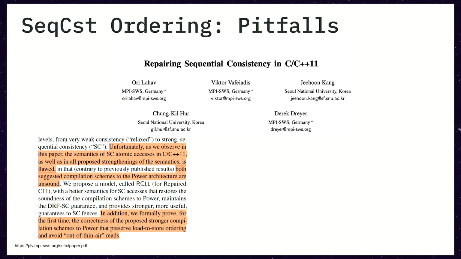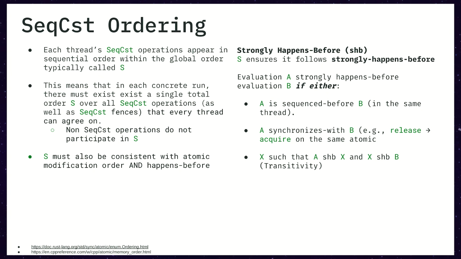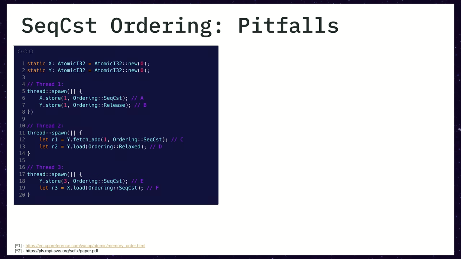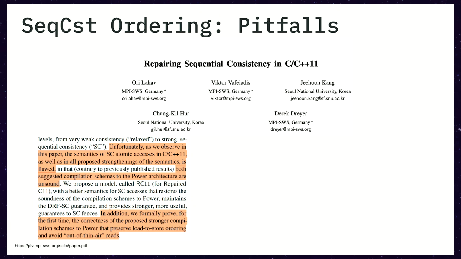And what some of the people writing the C++ spec realized, actually academics, shout out to academics, is that for certain hardware, everything I've just said does not hold. And this is why strongly happens before had to be created, in order to ensure that in certain cases, sequential consistency happens as expected.